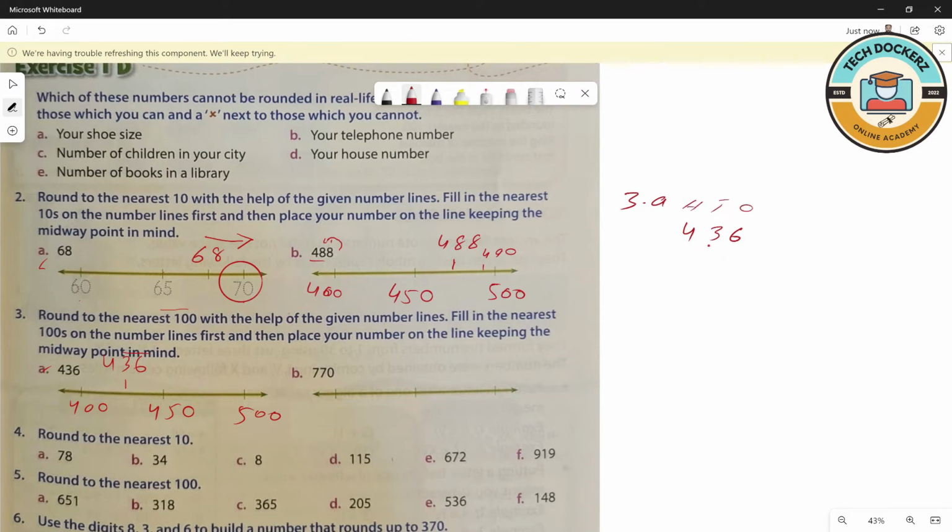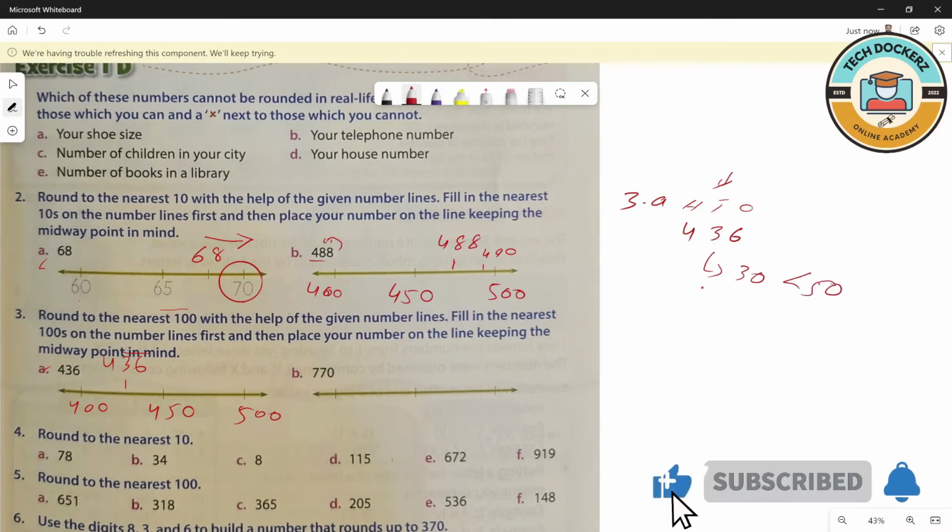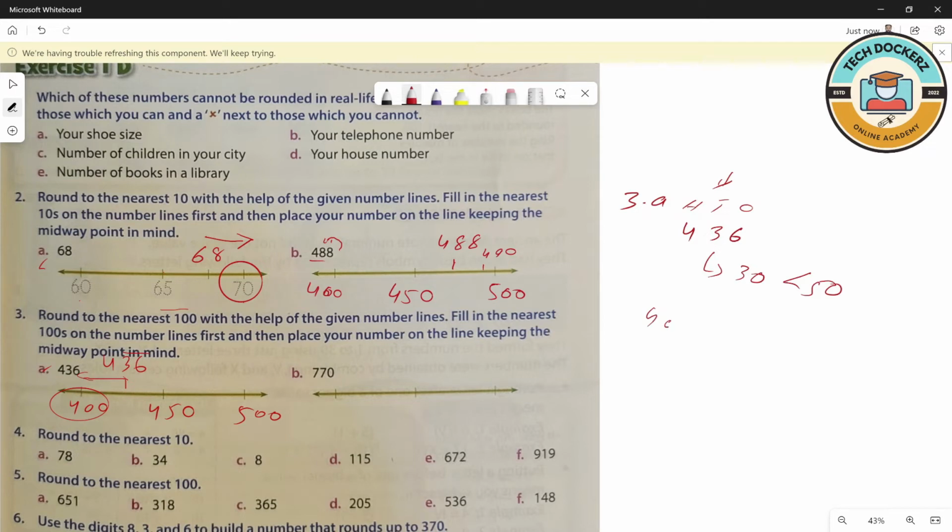When we are rounding a number to the nearest 100, it depends on the tens place. So the value at the tens place is 30, which is less than 50. So the number will round down to the nearest 100. The nearest 100 is 400. So the value we will get is 400.